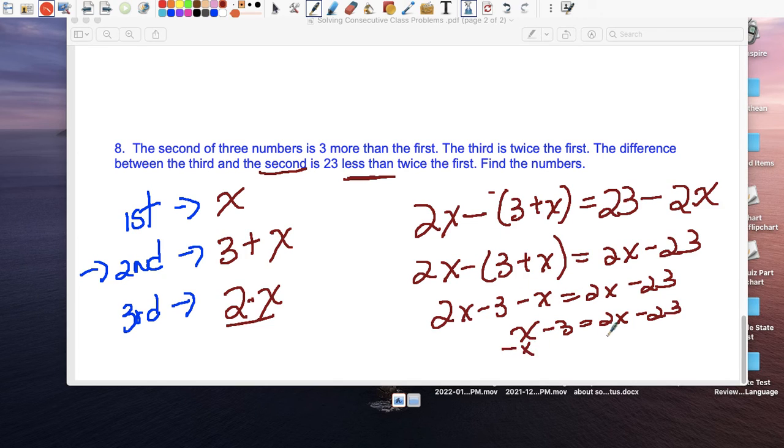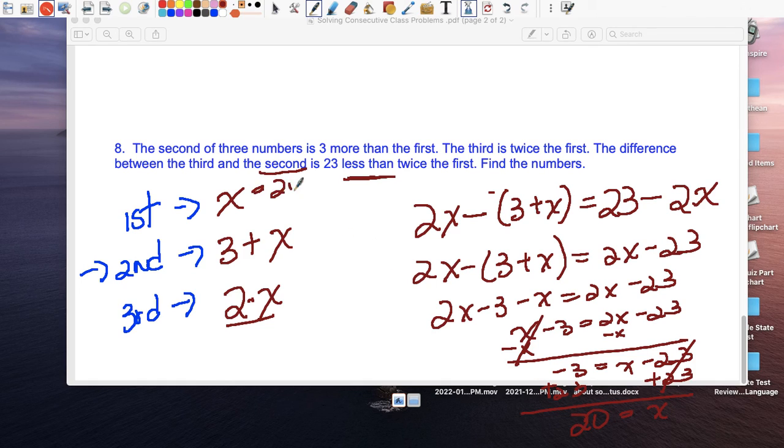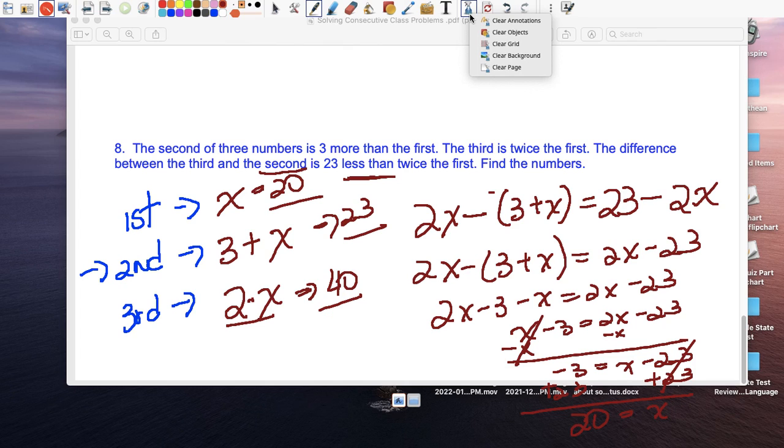2x minus x is just x, and then minus 3 equals 2x minus 23. We're going to subtract x from this side and x from this side. That goes away. Negative 3 equals x minus 23. We got to do plus 23 over here and plus 23. By doing that, finally our x is all by itself. Minus 23 plus 23 goes away, and then negative 3 plus 23 is 20. So x is 20, which means our second number is 3 more than 20, that would give us 23. And the third number is 2 times the first, so twice 20 gives us 40. So there are our 3 numbers. Okay, hopefully you'll go over this, because you're going to need it.